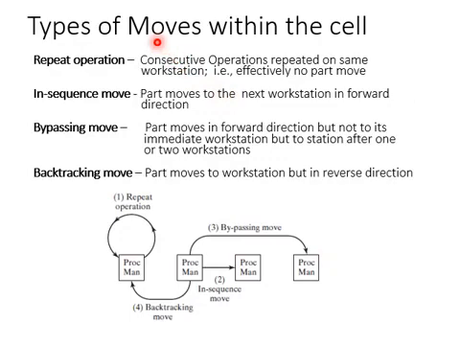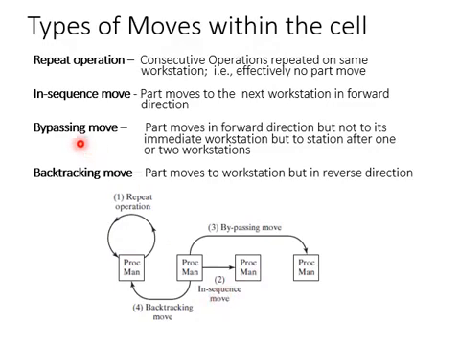Now we can see how the part moves within the cell. There can be different types of moves. First one is the repeat operation, which is just consecutive operations repeated on the same workstation, so effectively no part movement is observed. This is the repeat operation you can see in this figure. The second type of move is the in-sequence move. When a part moves to the next workstation in the forward direction, we can see it is moving in a straight line to the next or consecutive station, so that is the in-sequence move.